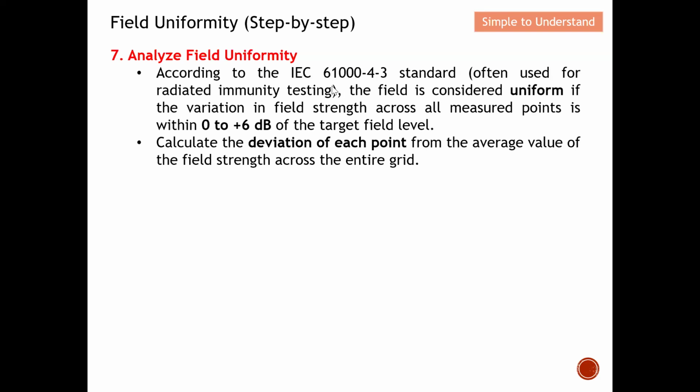Step number 7: we are going to analyze the field uniformity. According to the IEC 61000-4-3 standard, which is often used for radiated immunity testing, the field is considered uniform if the variation in the field strength across all measured points is within 0 to 6 dB. So if you are within this 0 to 6 dB, you are compliant to this IEC 61000-4-3 standard. Basically, this is what it means.